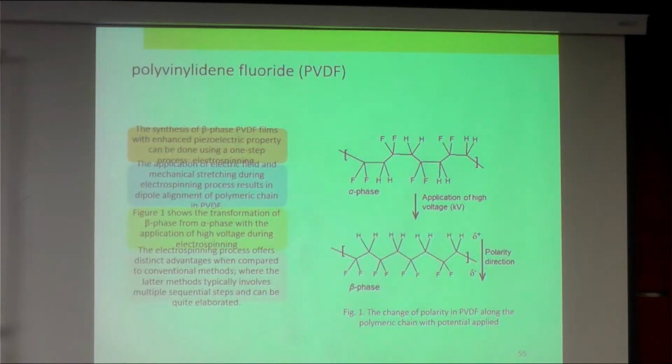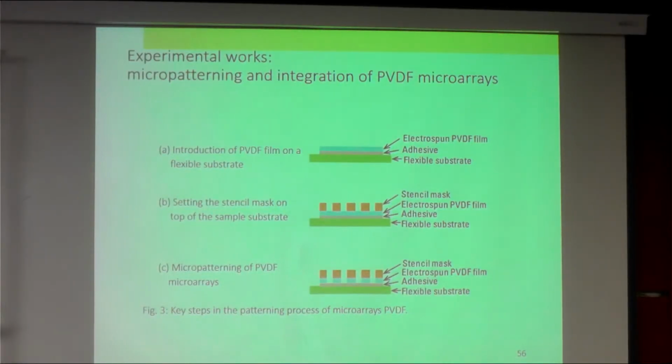So then the experimental work: we have the flexible substrate, then adhesive, then attach the electrospun PVDF on the adhesive of the substrate. Then with a stencil mask, do the patterning, then micro patterning of a PVDF array. We micro pattern the adhesive first, then micro pattern the PVDF using deep RIE, then later you need to micro pattern or remove the adhesive as well.